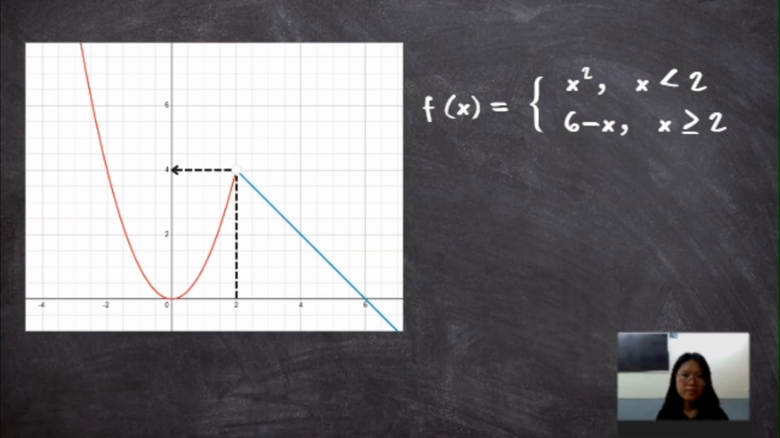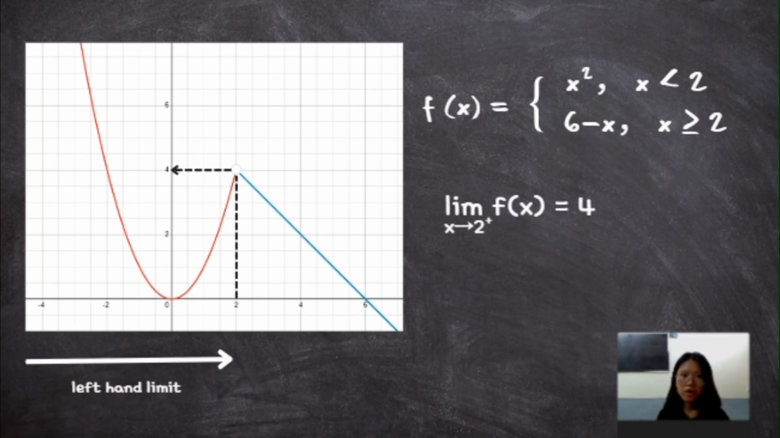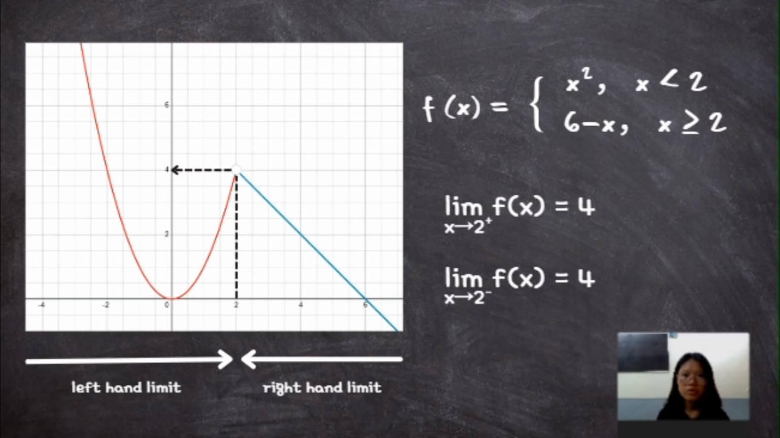Let's look at an example. This is a piecewise function. f(x) approaches 4 as x approaches 2 from the left, and f(x) approaches 4 as x approaches 2 from the right. Since both sides meet the same value at 4, therefore the limit exists and the limit is 4.